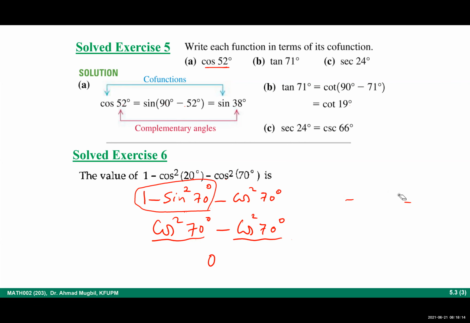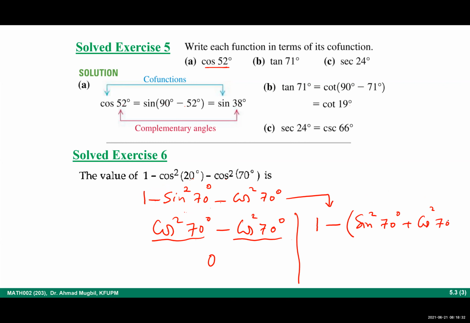This is one way. Another way is from here to say that this is 1 minus, take this minus and this minus, take this negative as a common factor. You will have sine squared 70 degrees plus cosine squared 70 degrees. Now 1 minus, what is sine squared angle plus cosine squared the same angle? This is 1 by the Pythagorean identity, and this is equal to 0.